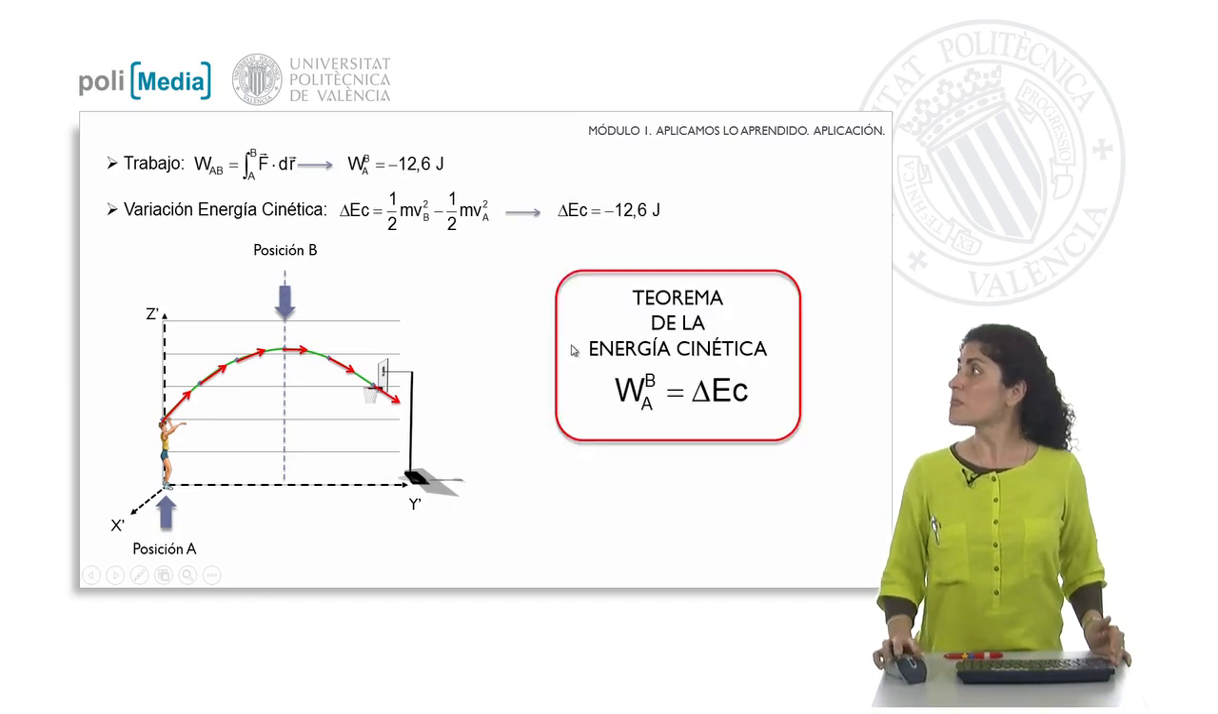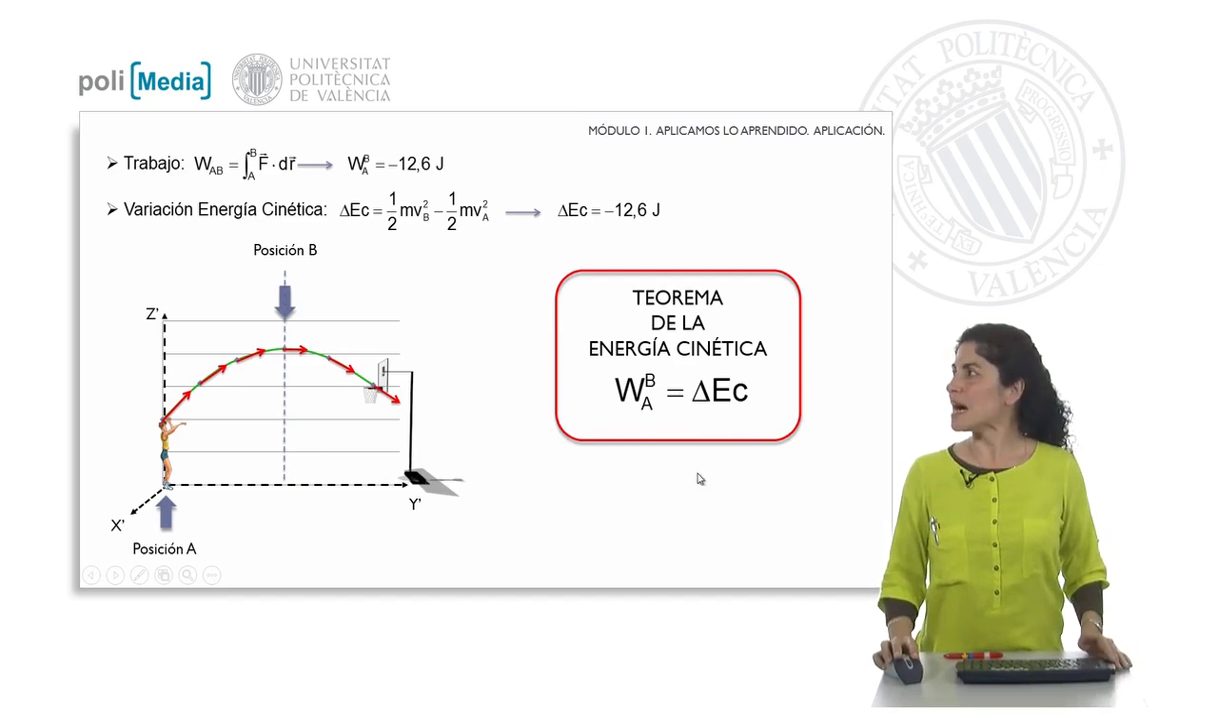Then it is clear that the theorem of the kinetic energy is fulfilled. The work produced by the forces that are acting during the entire motion of the ball, evaluated between two particular instants, in order to prove this theorem, coincides absolutely with the variation of the kinetic energy. We have it perfectly proved.